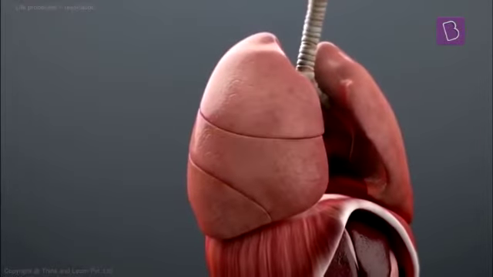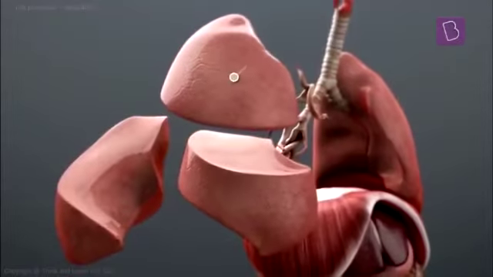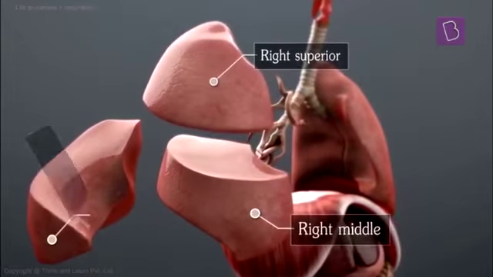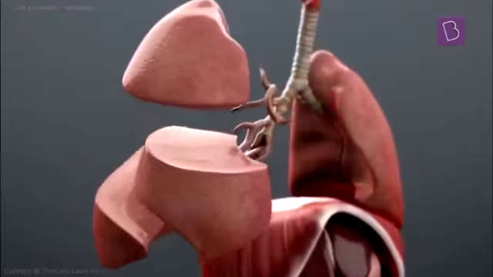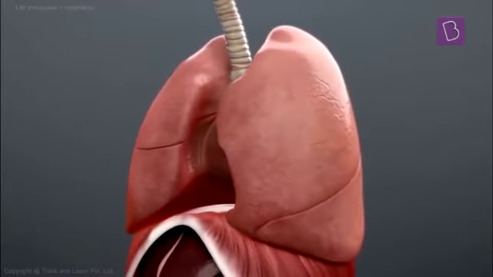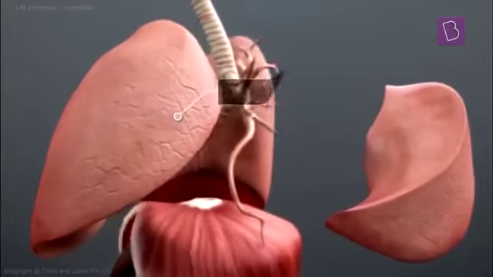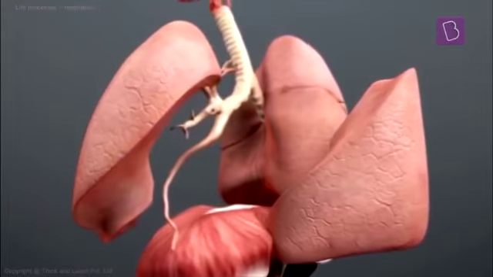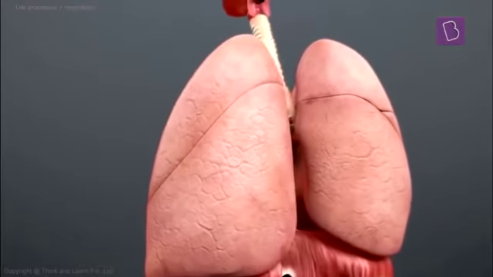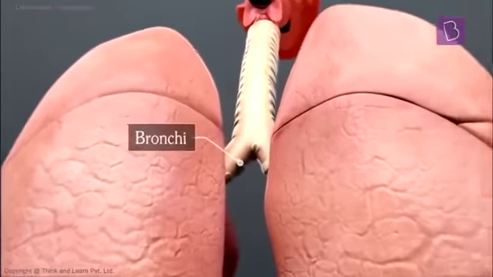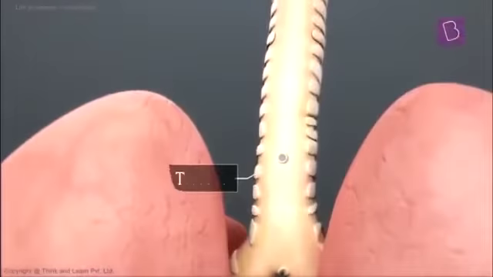The right lung is divided into three lobes: the right superior, the right middle, and the right inferior lobe. The left lung, which is smaller to accommodate the heart, has only two lobes: the left superior and the left inferior lobe. Both the lungs are associated externally with small tubular bronchi which unite and extend into the trachea.